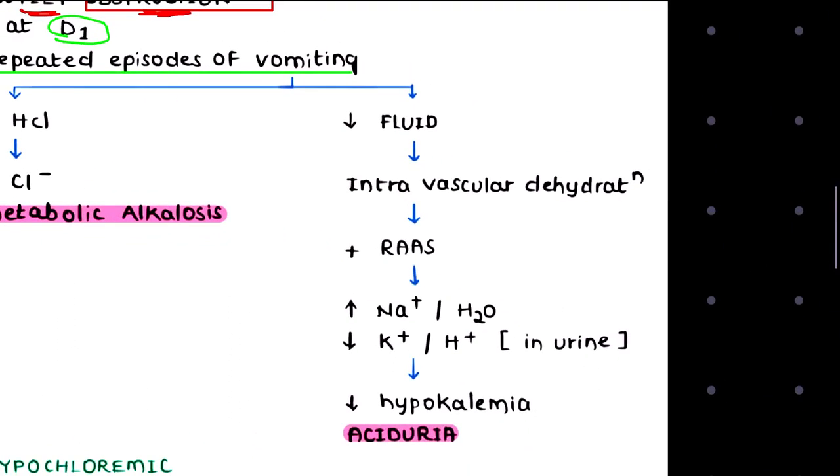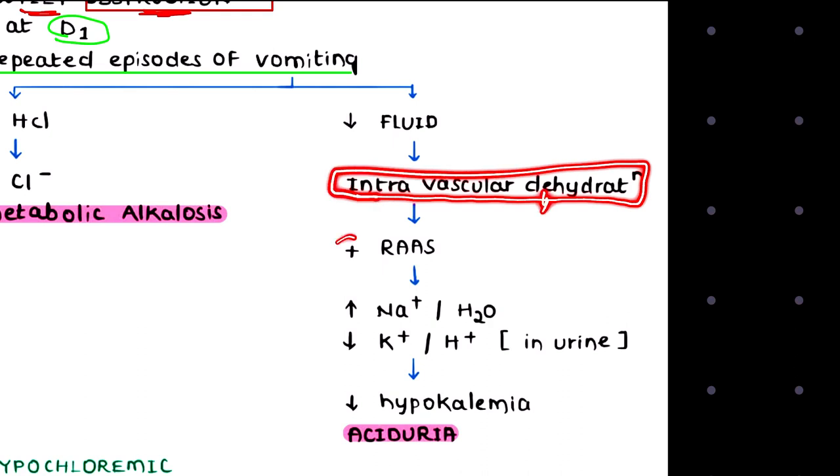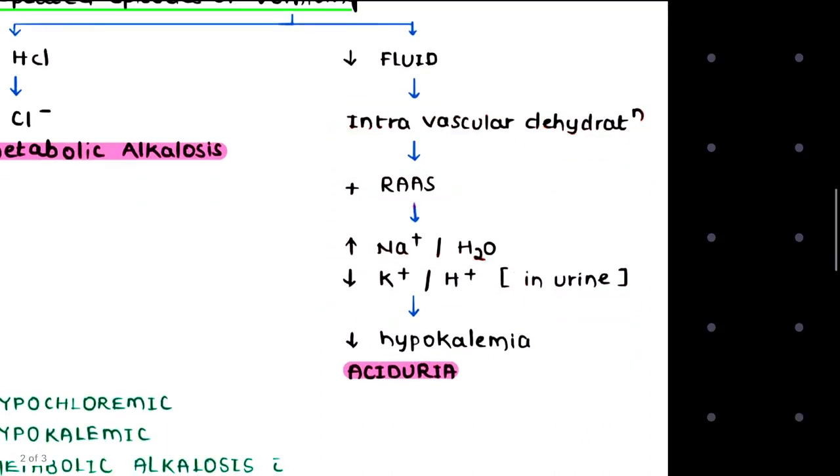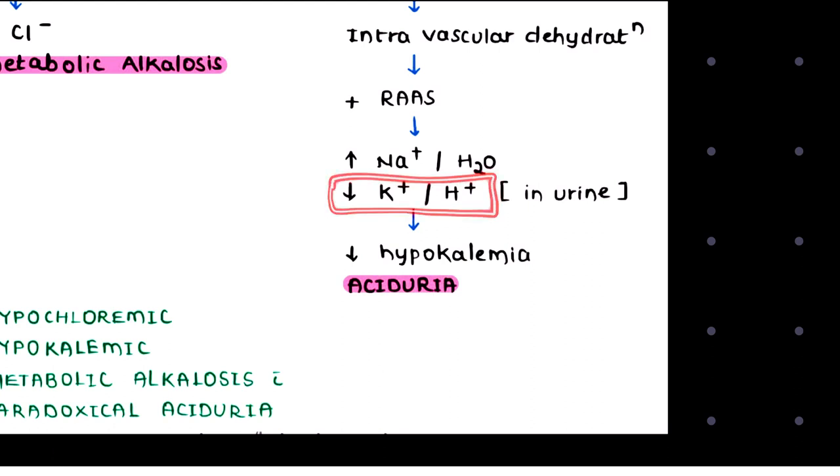In another case, as in vomiting we are throwing a lot of fluid out of the body, there will be less fluid inside our body, and because of this there will be intravascular dehydration. This dehydration will activate our RAS system, and this will cause retention of water and sodium. In this process there will be loss of potassium and H plus ion in urine, so there will be hypokalemia, and as there is loss of H plus ion in urine, there is a condition of aciduria.